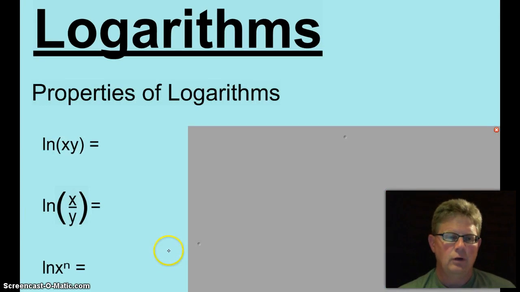Alright, properties of logarithms. First one that we have is the logarithm of a product equals the sum of the logarithms of the factors. So I'm using an eraser instead of a pen. Let's try that again. There we go. The ln of xy is the sum of the ln of the two factors.